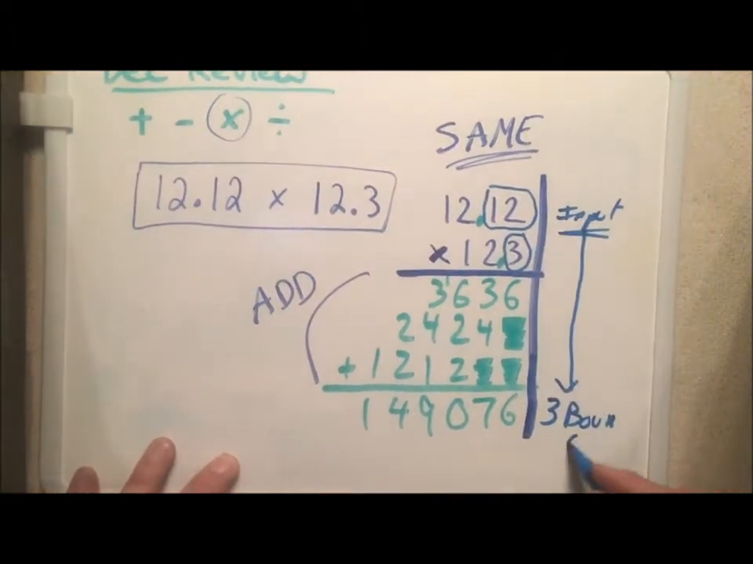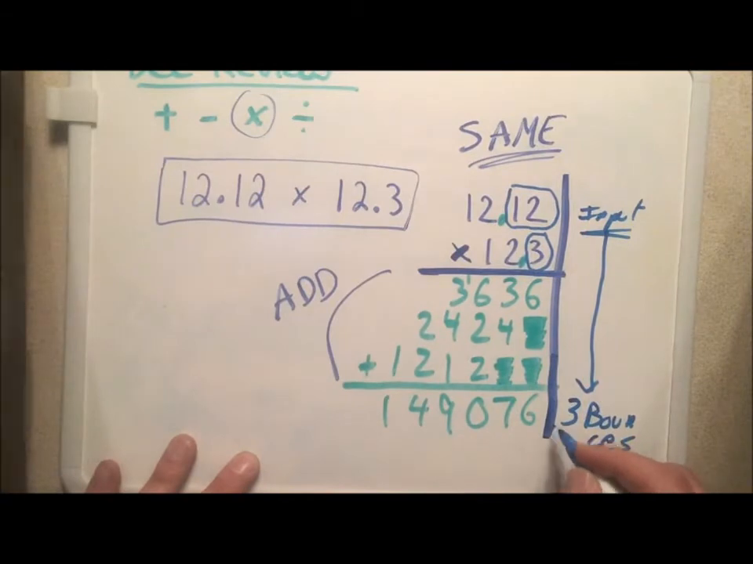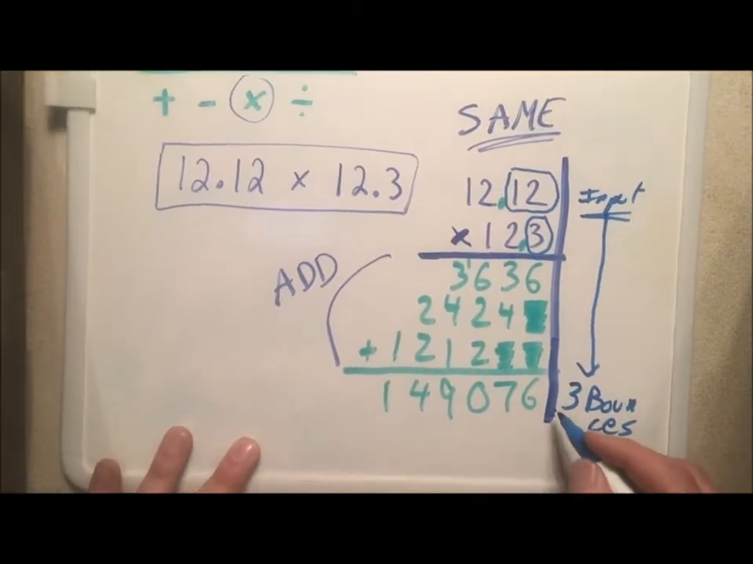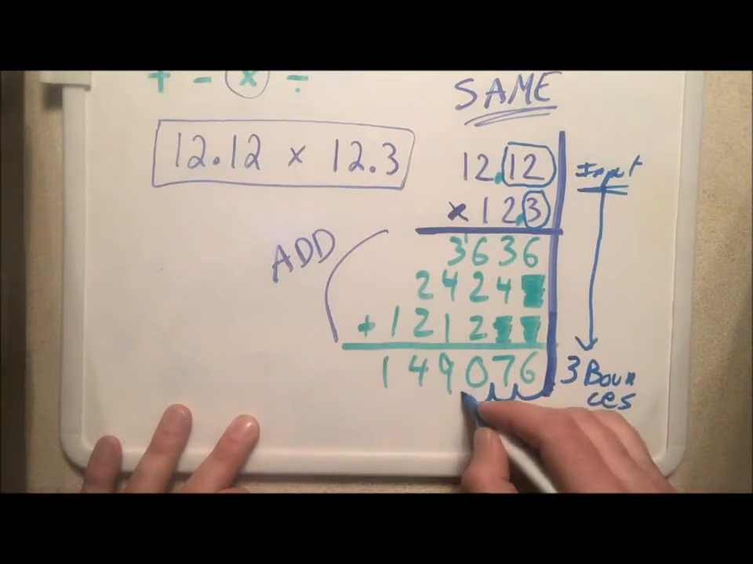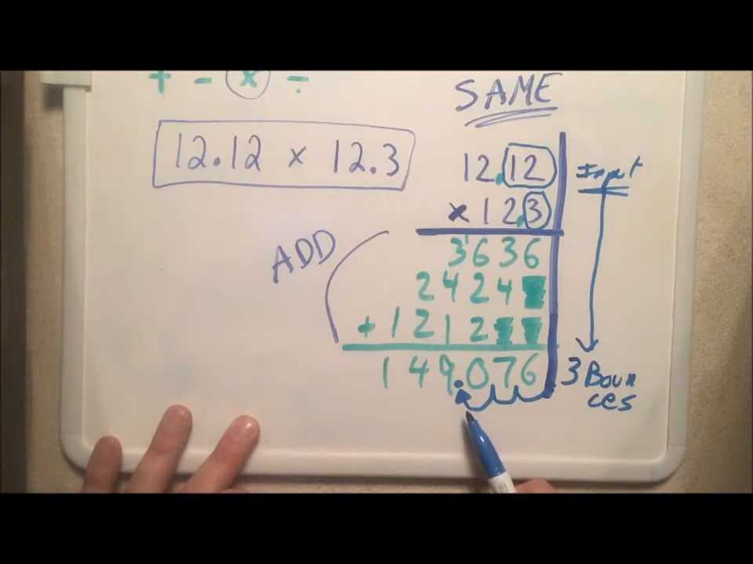3 bounces. From where? From the wall. So 3 bounces from the wall looks like this: 1, 2, 3, arrow tip, dot. You have to have the arrow tip there because that tells your teacher that you went that way and not that way. It tells your instructors where you started and where you ended.